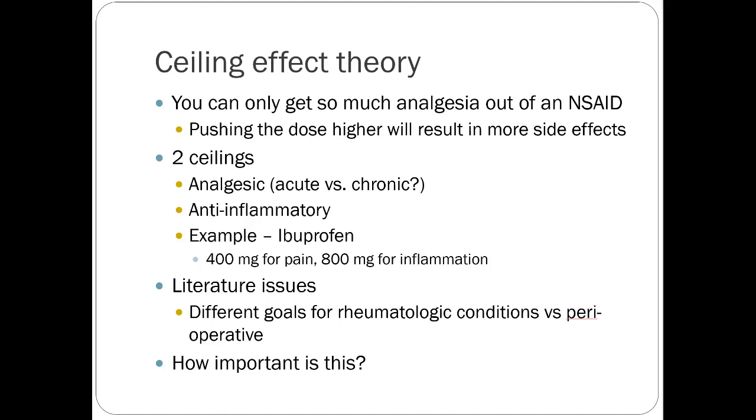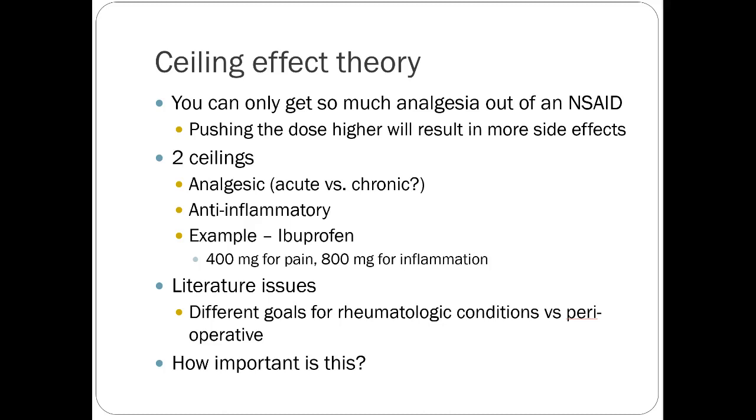All right, ceiling effect theory. So this is an interesting concept, and there's a lot of cool smaller studies, but I've yet to see one really big study that's convinced me on this. I have some colleagues that disagree and love this. But anyway, you can only get so much analgesia out of an NSAID. There are a number of studies out there that show that if you give somebody 400 milligrams of ibuprofen and 800 milligrams of ibuprofen and you randomize them and control the trial, you don't get any difference in analgesic response. It's the same thing.